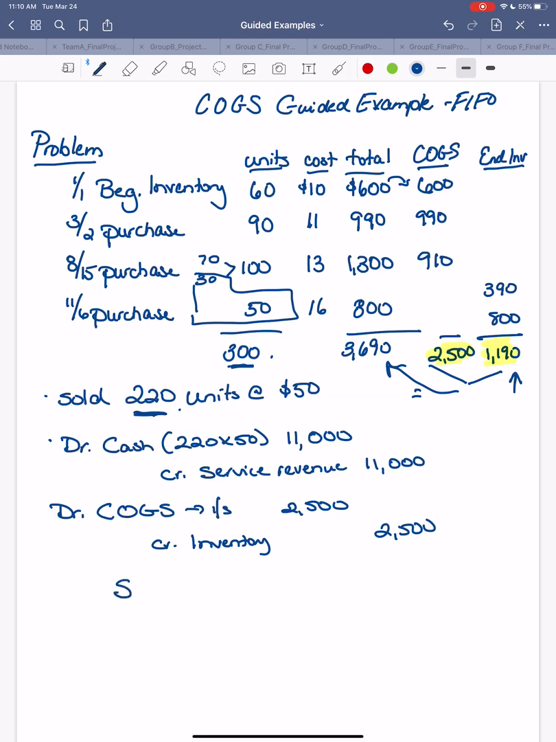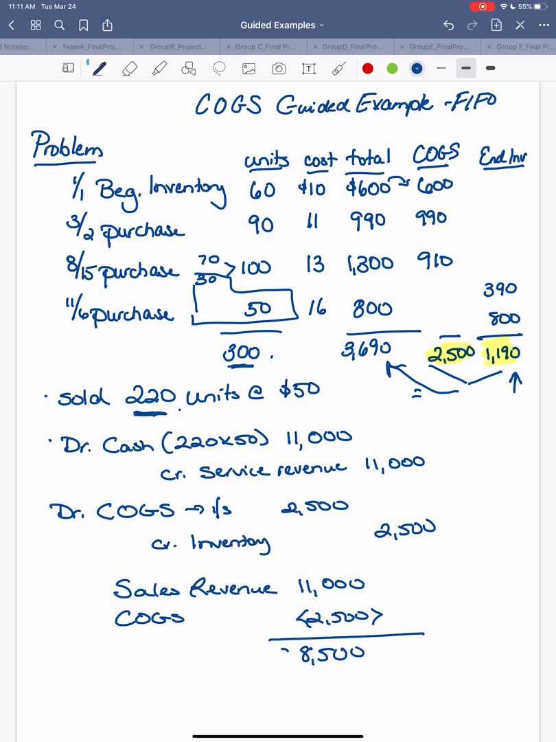Right, then the last piece I asked you to do is calculate gross profit. So if we look at our journal entries, we see that our sales revenue, I called it service revenue above, but you can think of them as interchangeable right now, 11,000. My cost of goods sold, I can see both from my journal entry and from my table, was 2,500. So that means my gross profit, let me do the math because I can't do it in my head, is 8,500. All right, so I want you to pause there if you got it wrong. Take a second, look to see what you might change. And now I'm going to move on to doing the same exercise for LIFO.